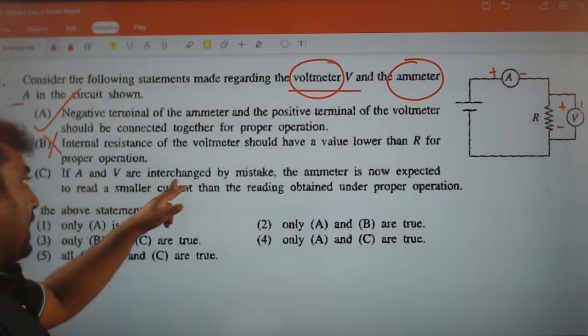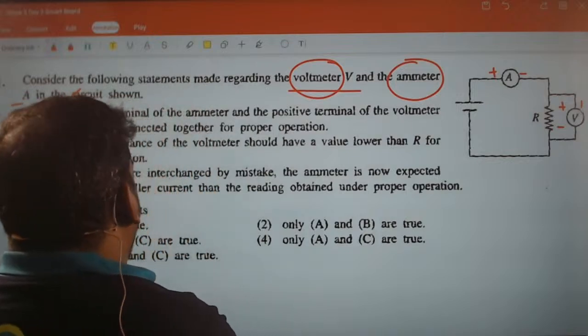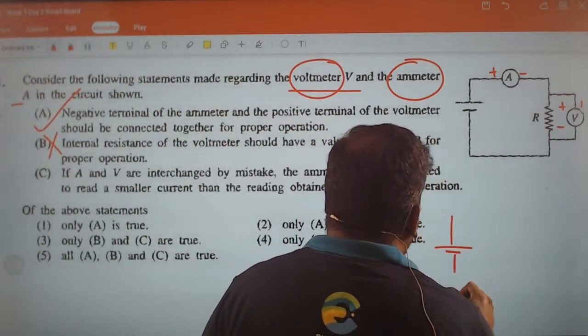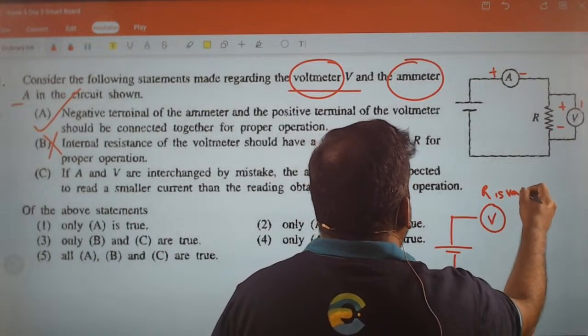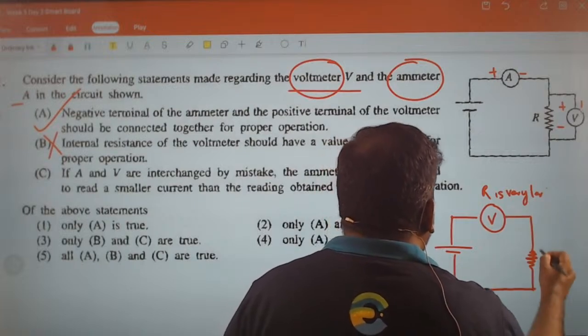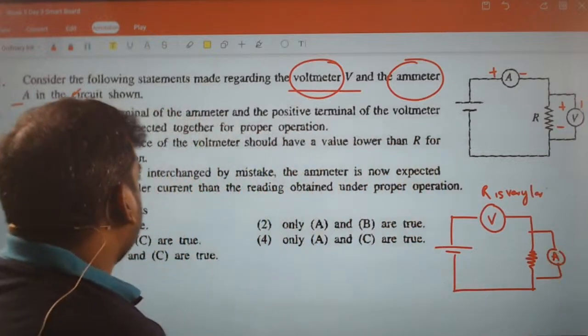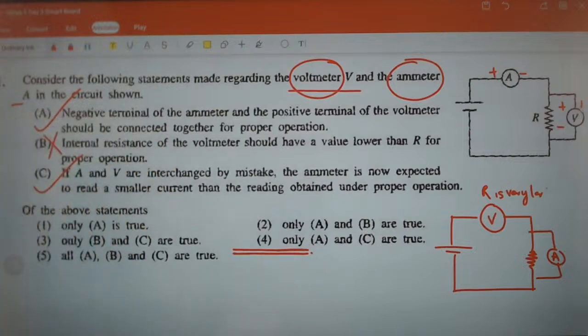If A and B are interchanged by mistake, the ammeter is now expected to read a smaller current than the reading obtained. Right. So if you by mistake put a voltmeter here, voltmeter resistance is very large. Very large means current in the circuit will be small. So ammeter will read a smaller current. The statement C is also correct. A and C is correct. Answer number 4.